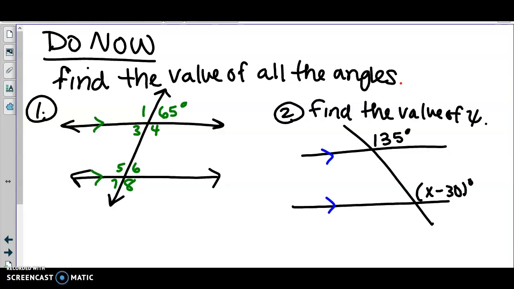Hi guys, so today we're going to do section 3.3, but before we do that, hit pause and try out these two warm-up problems. Please note that the arrows here on these two lines in number 1 and the blue arrows in number 2 mean that those pairs of lines are parallel. So go ahead and hit pause and try out these two problems.